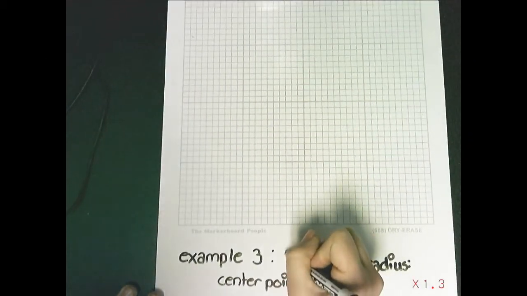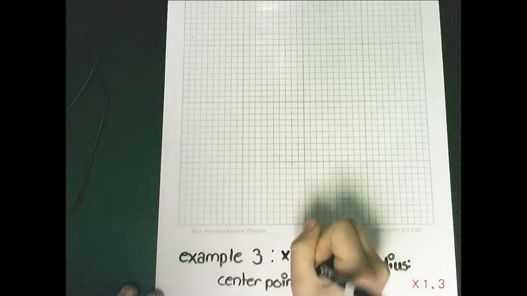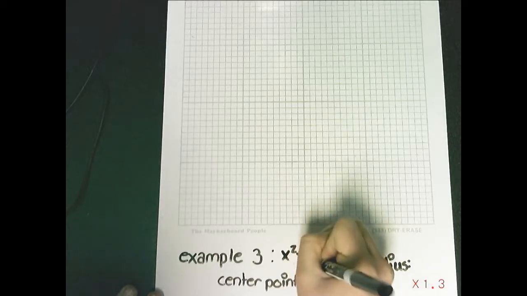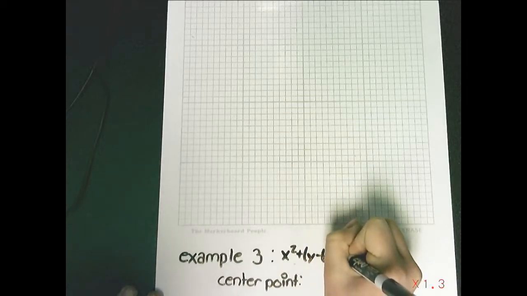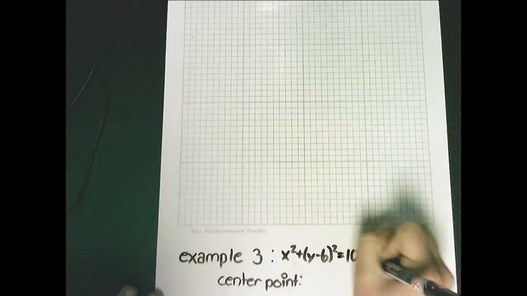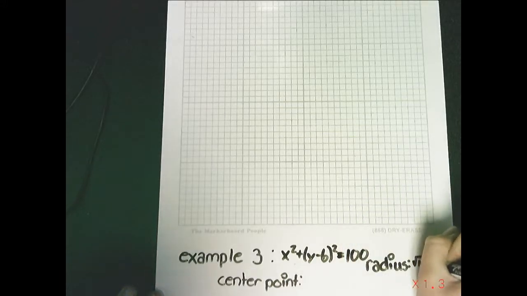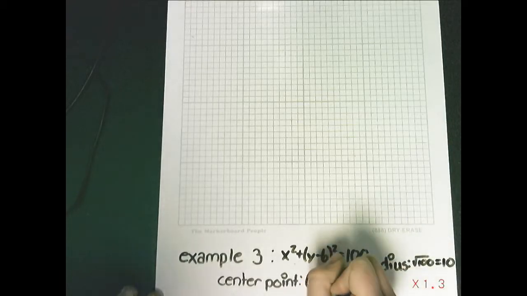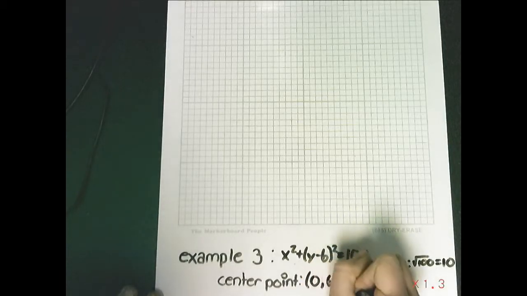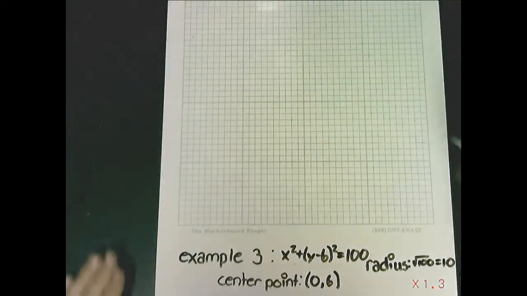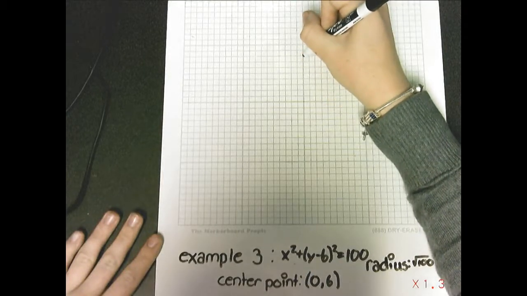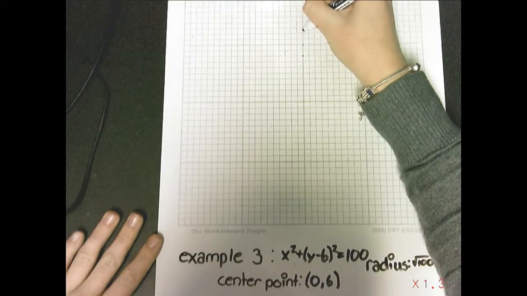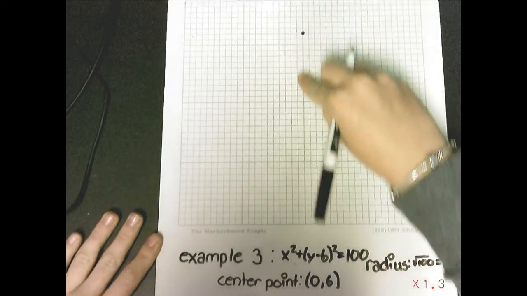So for example 3, we use the equation x squared plus, in parentheses, y minus 6, in parentheses, squared equals 100. So in order to find the radius, you take the square root of 100, which equals 10. And the center point, as we stated previously, is what is added or subtracted to x squared or y squared. And because it's negative 6 with the y, you flip the sign and that gives you 6. So it's 0, positive 6.